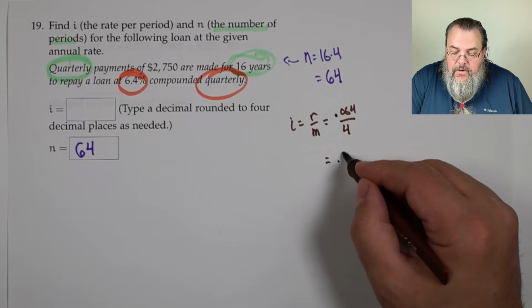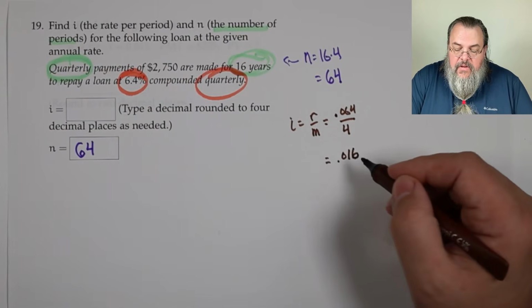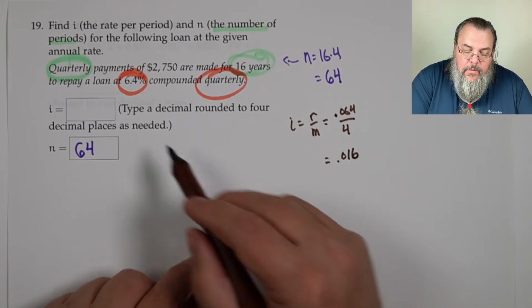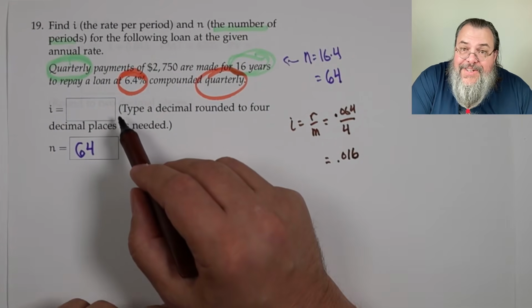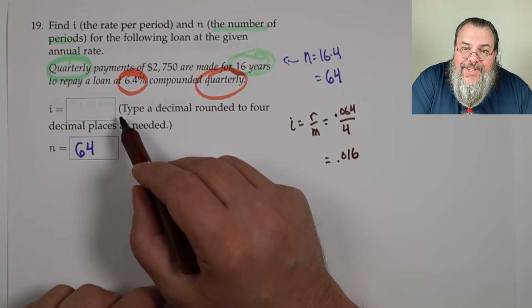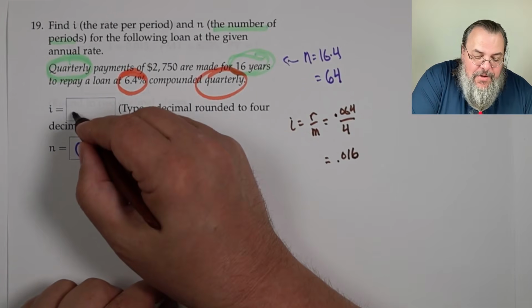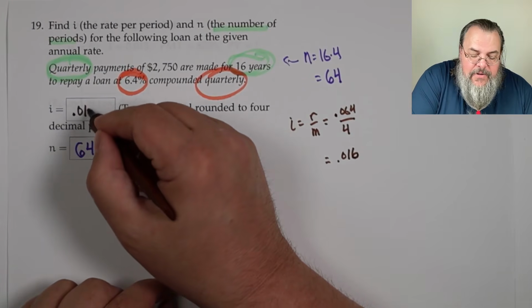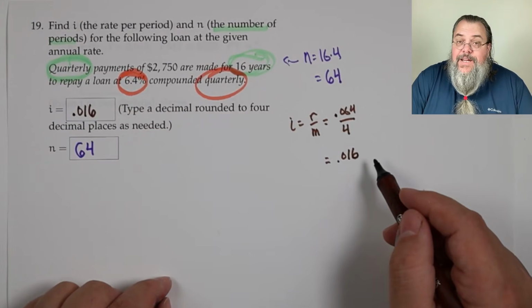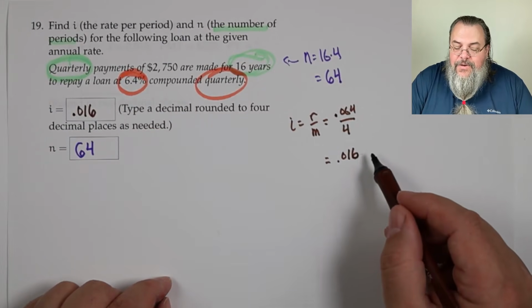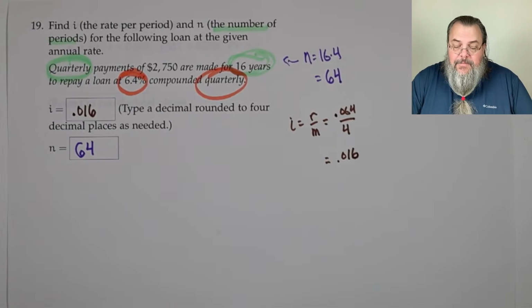All right, 0.016. And now, well, what do we put in here? That's the number. Notice this is not a percentage, so don't put a percentage. So it should be a smaller number. And we have to round to 4 decimal places as needed. In this case, we don't need a 4th decimal place or need to do any rounding. But on some problems, you might. And there you go. That's the process.